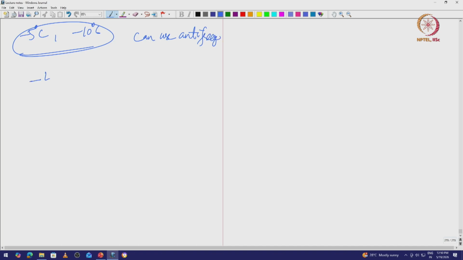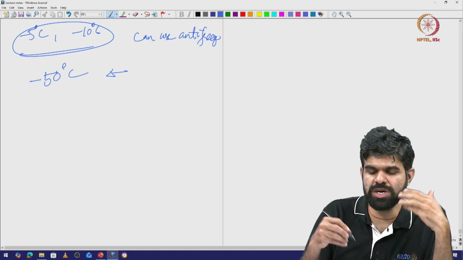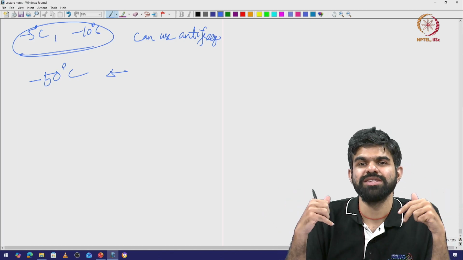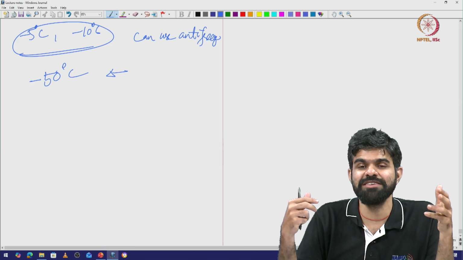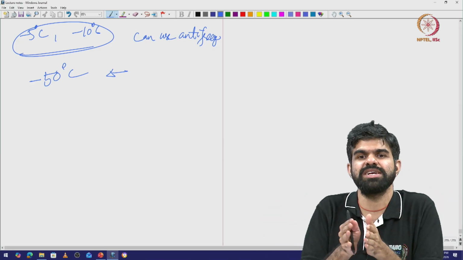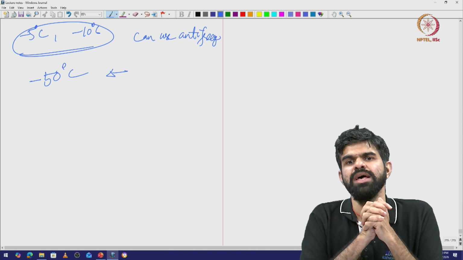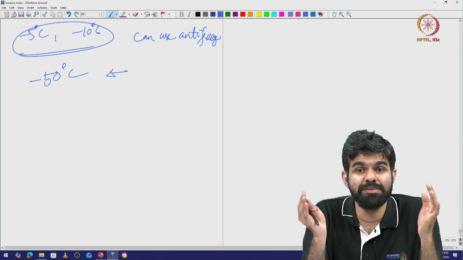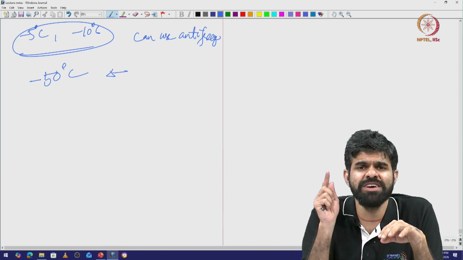If I have a snowfall at minus 50 degrees Celsius, then I really cannot melt off all the Himalayas with antifreeze. First of all, I do not have so much antifreeze. Even if I had so much antifreeze, that's not possible. So this works in the dilute regime. I am just explaining thermodynamically that I can reduce the melting point, which is what we have already seen.